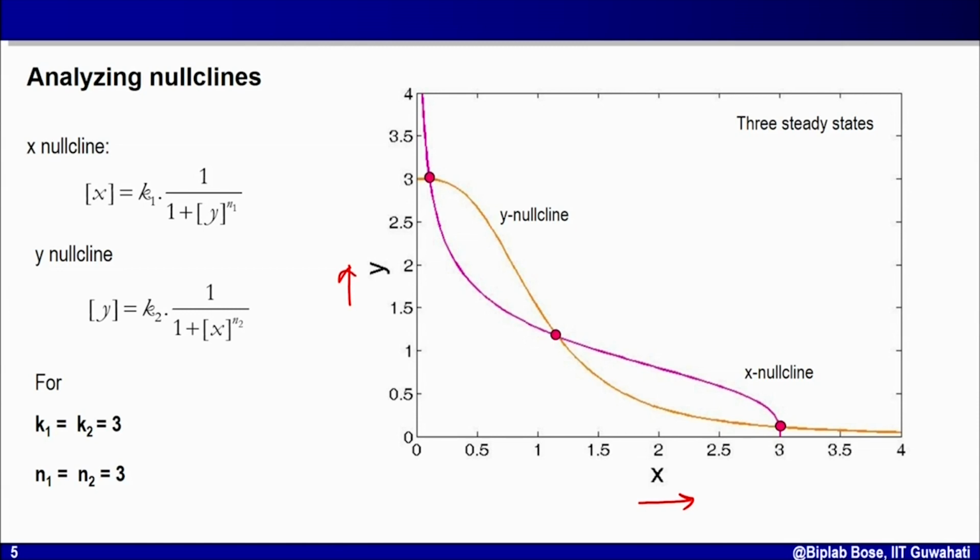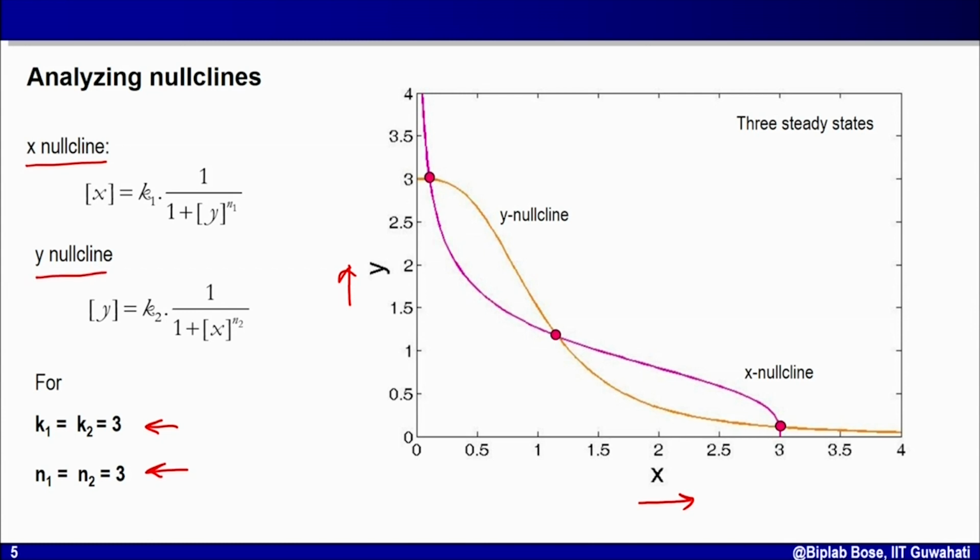In this plane, I will draw the nullclines for x and y. As I have said, I have to take numerical values for k1, k2, n1 and n2. I have taken those values. k1, k2 I have taken equal to 3. n1, n2 also I have taken as 3. My nullclines are given here. My x nullcline is this one. My y nullcline is this one.